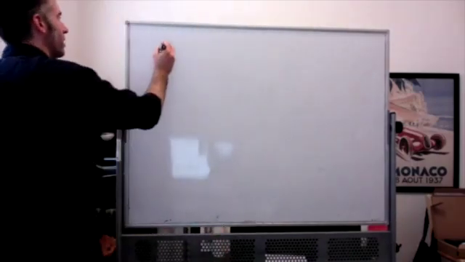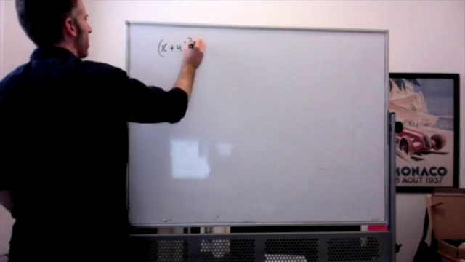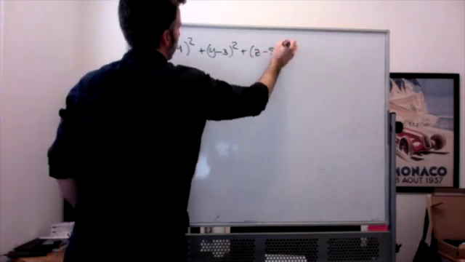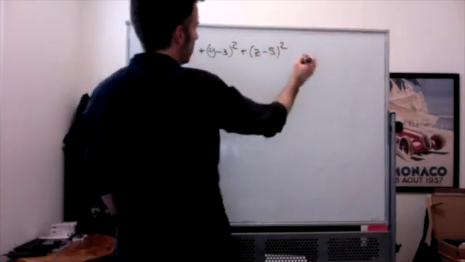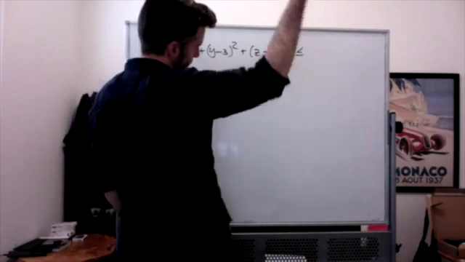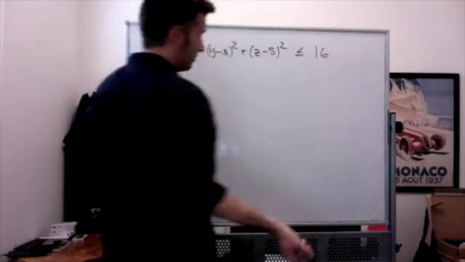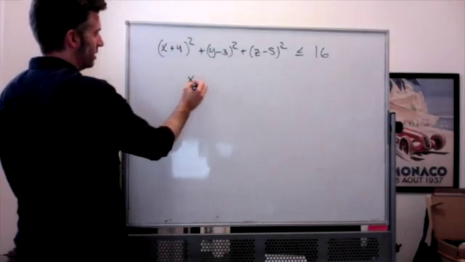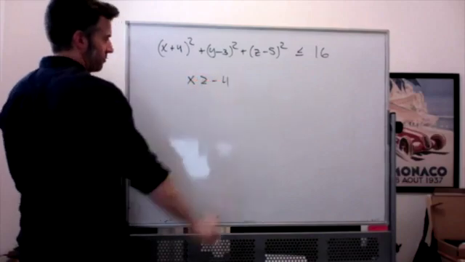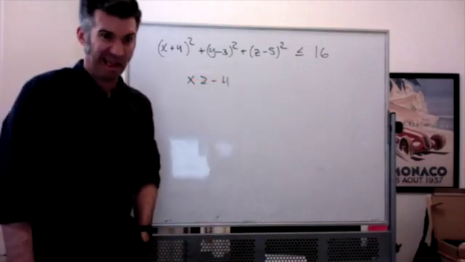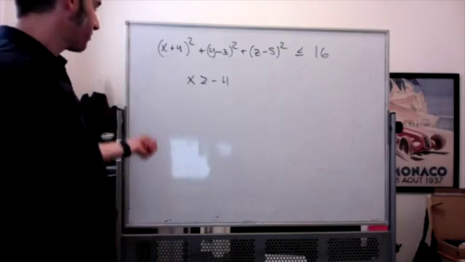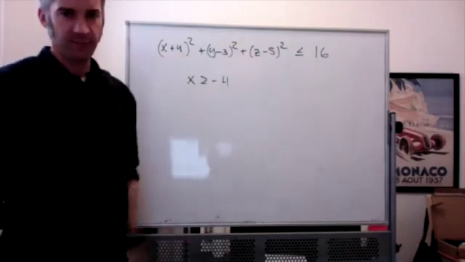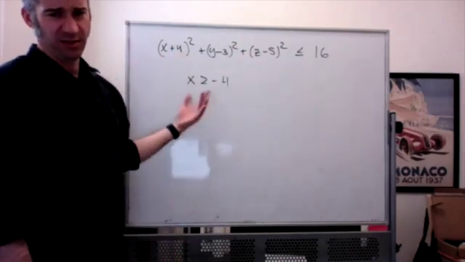Let's say we had something like (x plus 4) squared plus (y minus 3) squared plus (z minus 5) squared less than or equal to, I'm going to pick something not silly, 16. And x is bigger than or equal to -4. Obviously this is a sphere, a sphere with center (-4, 3, 5). Oh, sorry, I said I was doing something dumb. I didn't do something dumb here, it's fine.